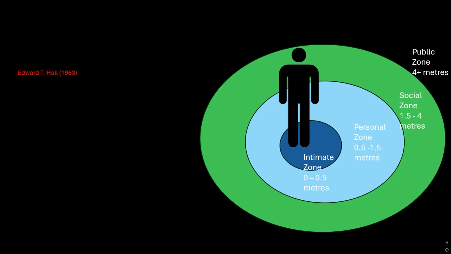So Edward T. Hall, 1963, proposed the idea of proxemics, how humans use personal space as a form of non-verbal communication. He came up with 4 distance zones. So the intimate distance, 0 to 45 centimeters, is for close relationships, things like family and partners, so that's the dark blue. Personal distance, 45 centimeters to 1.5 meters, is for friends and informal interactions.